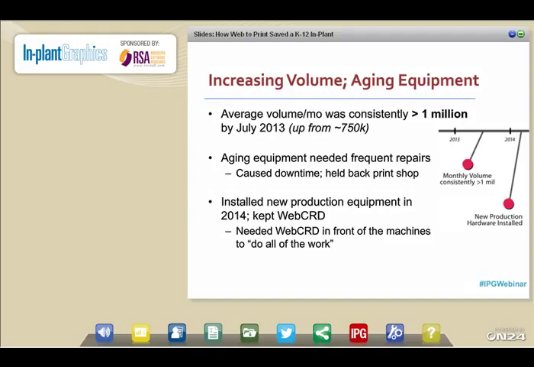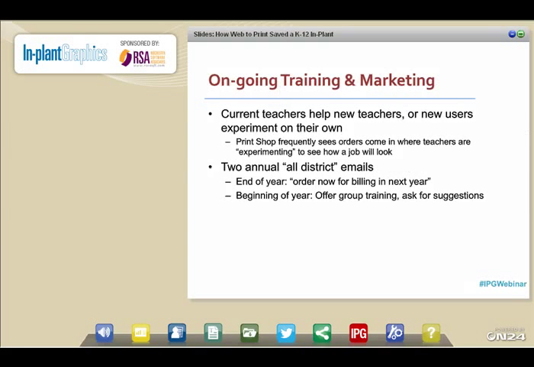Our average volume was up consistently over 1 million from 750,000 just a year earlier. Our aging equipment needed frequent repairs, which was causing downtime, and it held back our full production capabilities. So we installed new production equipment in 2014. We kept WebCRD in place, and that is basically where we are today. We continue to do ongoing training and marketing of the system.